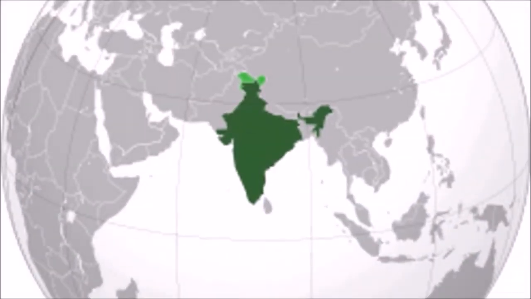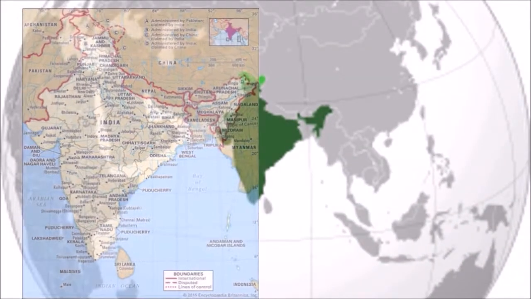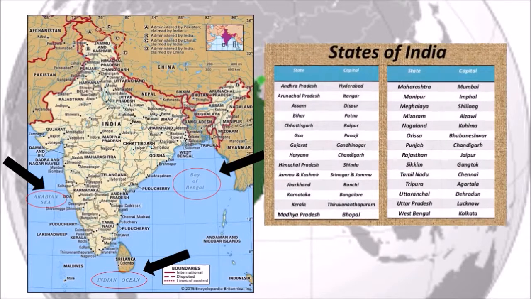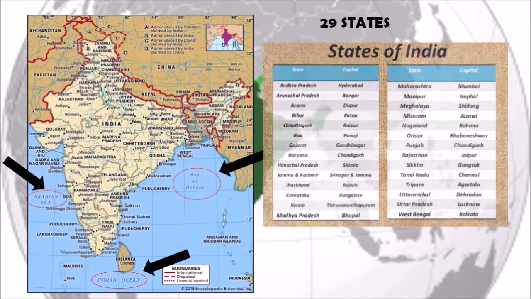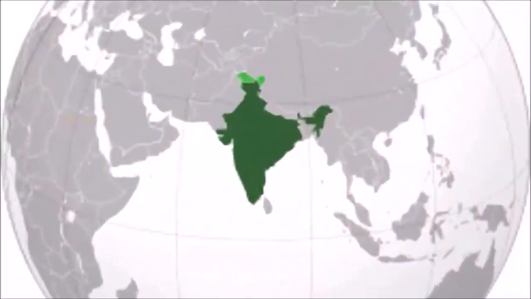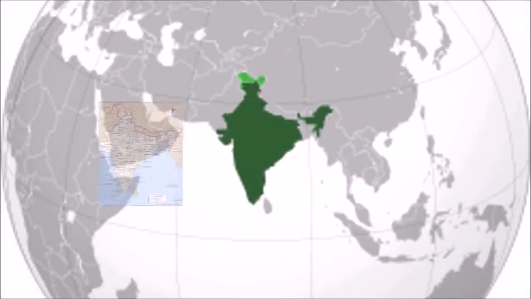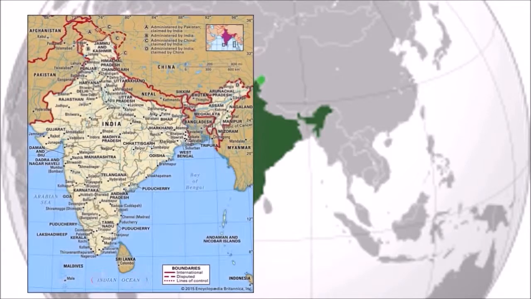It is bounded by the Indian Ocean on the south, the Arabian Sea on the southwest, and the Bay of Bengal on the southeast. It shares land borders with Pakistan to the west, China, Nepal and Bhutan to the northeast, and Myanmar (Burma) and Bangladesh to the east. In the Indian Ocean, India is in the vicinity of Sri Lanka and Maldives.